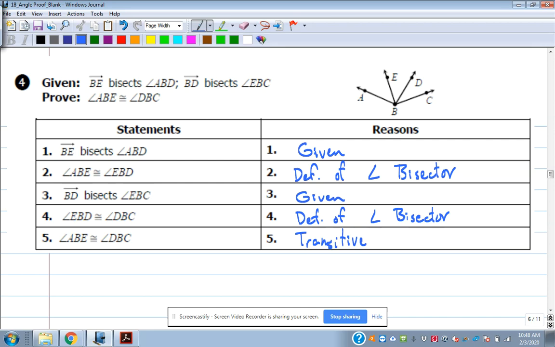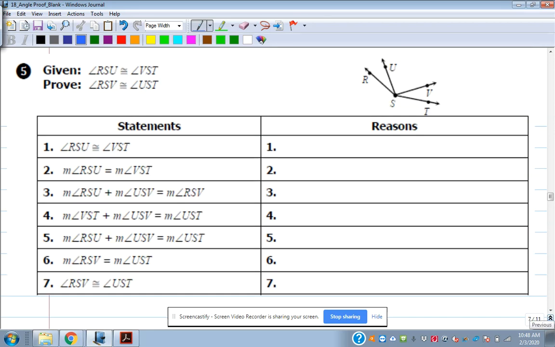Let's do one that's harder. Let's go to number 5. All right. Number 5, they don't give us a lot of information here. They give us that RSU is congruent to VST, and they want us to prove that RSV is congruent to UST. So number 1, I'll take care of that one. Now, what is number 2's reason? Yeah, that's the one that lets us talk about the measures of those angles.